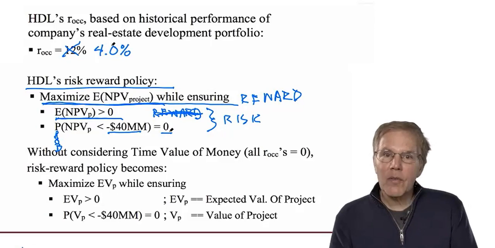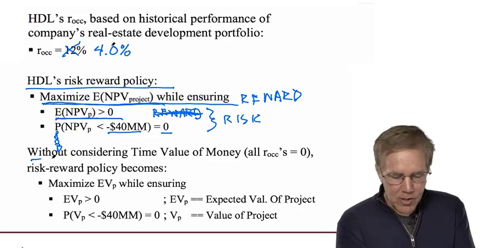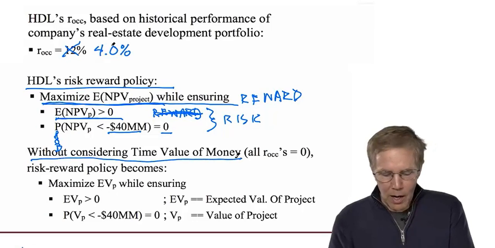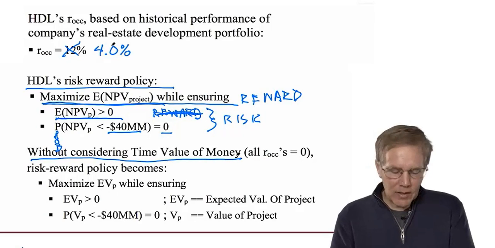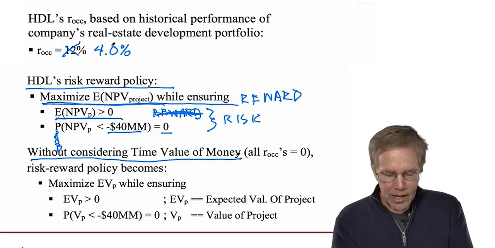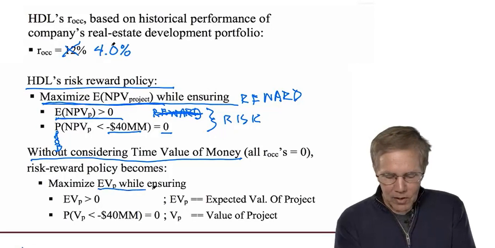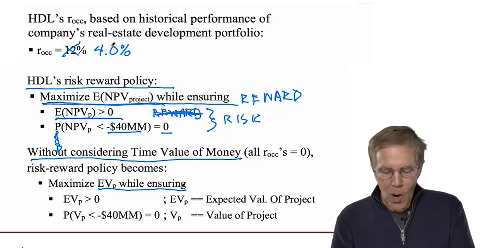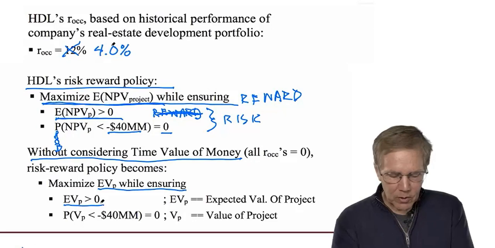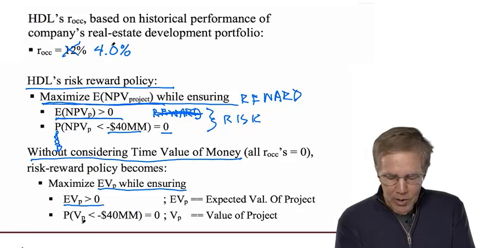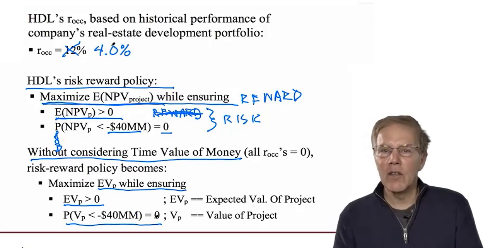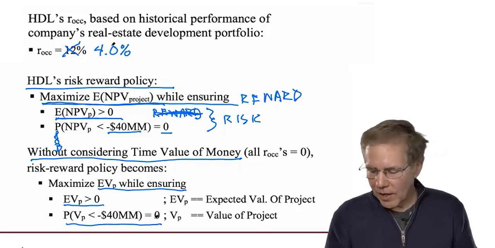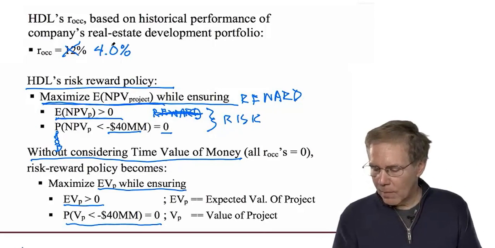Okay, so first, remember, we're going to solve this without considering time value of money, okay? So in this case, the risk-reward policy looks like this. They want to maximize the expected value of the project while ensuring that that expected value is greater than 0, and the probability of the value of the project being less than negative 40 million is 0. Okay, so that's the way they'd say it without considering any time value.